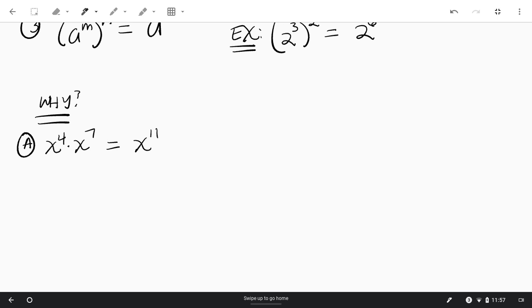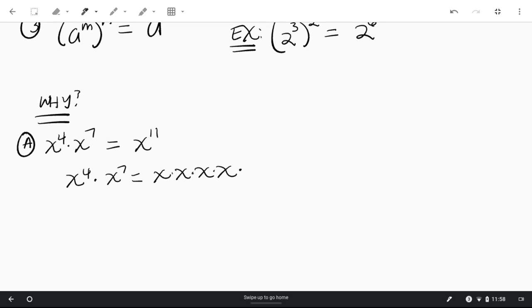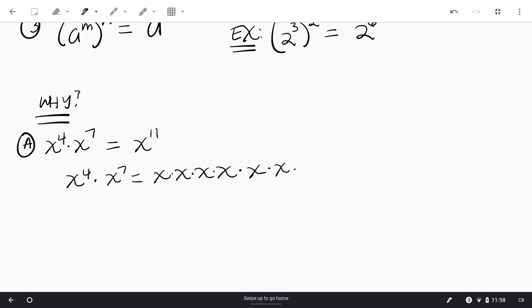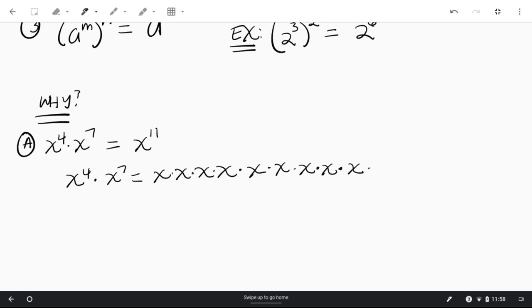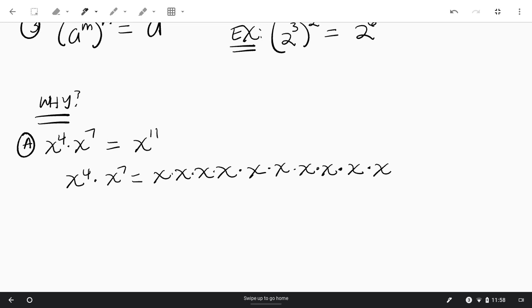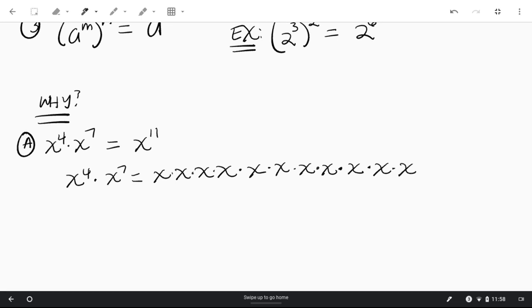All right, so x to the 4th times x to the 7th. Let's write down what x to the 4th means. X to the 4th means x times x times x times x. It repeats 4 times, right? X to the 7th means that it repeats 7 times. So there's 1, 2, 3, 4, and 1, 2, 3, 4, 5, 6, 7.